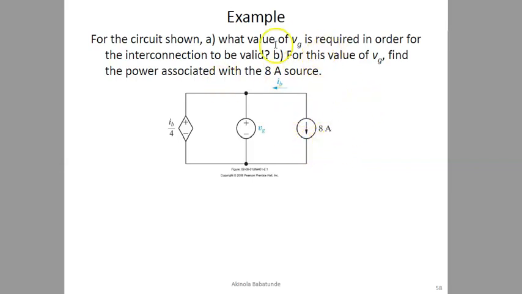So the first question says, what value of VG is required in order for the interconnection to be valid? We had said that for the interconnection to be valid, when we have voltages interconnected in a circuit, since these are connected in parallel, this source is connected in parallel to this source, it simply means this voltage has to be equal to the voltage here. VG on this source has to be equal to the voltage on this particular source.